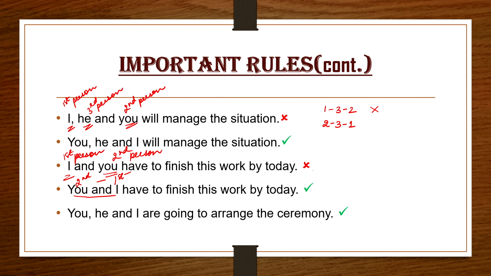Now, next sentence, you, he and I are going to arrange the ceremony. So, it is in which order? You is your second person, he is your third person and I is your first person. So, it is in the correct order, which is 2, 3, 1. Hence, this sentence is correct.